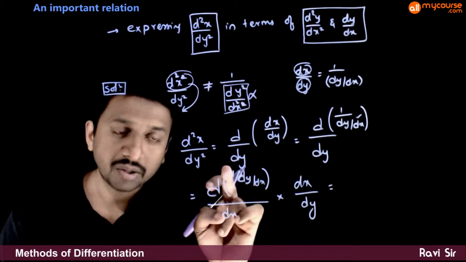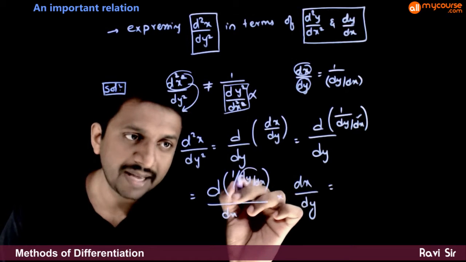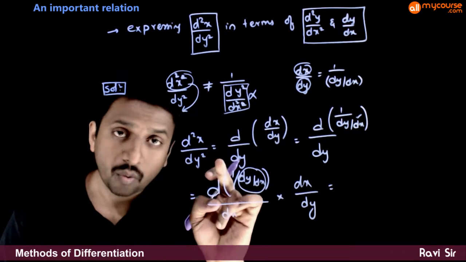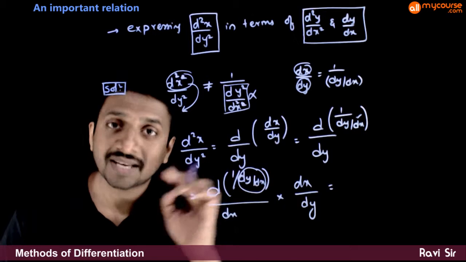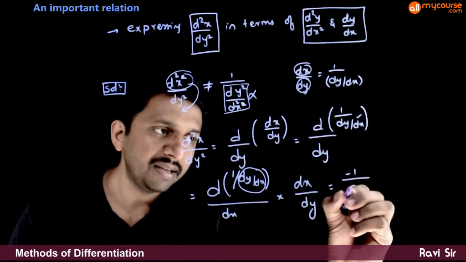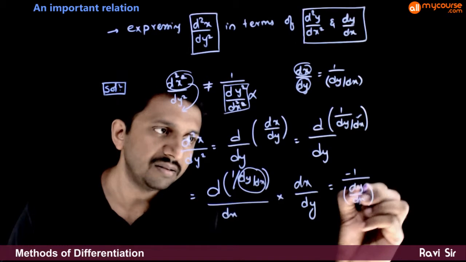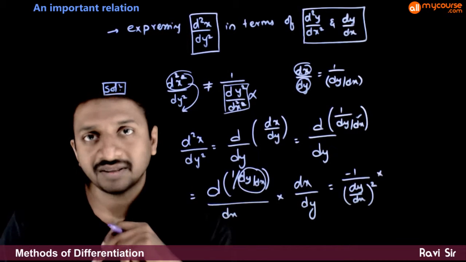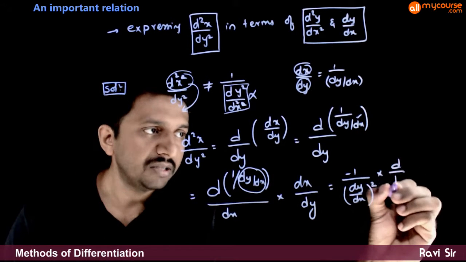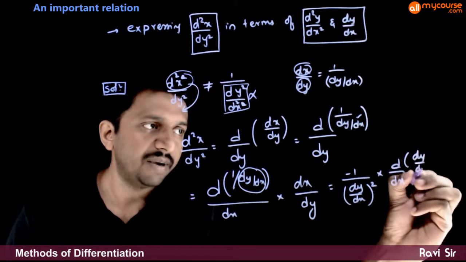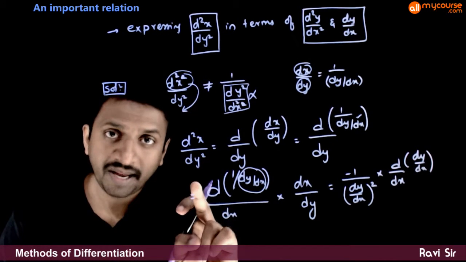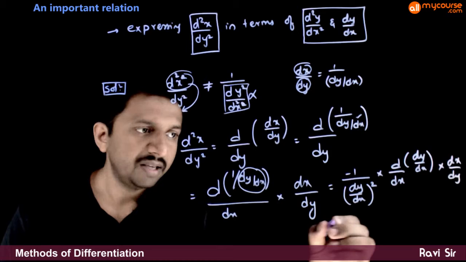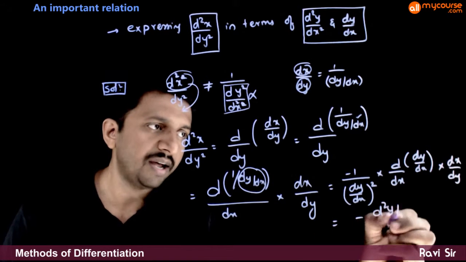So now this is d by dx of 1 by something. If you take this as some stuff, I am using the chain rule. So 1 by dy by dx. The differentiation of 1 by something is minus 1 by something squared, into the differentiation of this something. What is the differentiation of it? That is d by dx of dy by dx, into dx by dy. That is nothing but minus of d²y/dx².